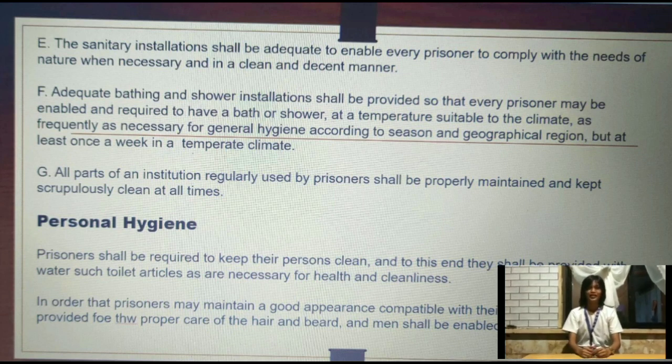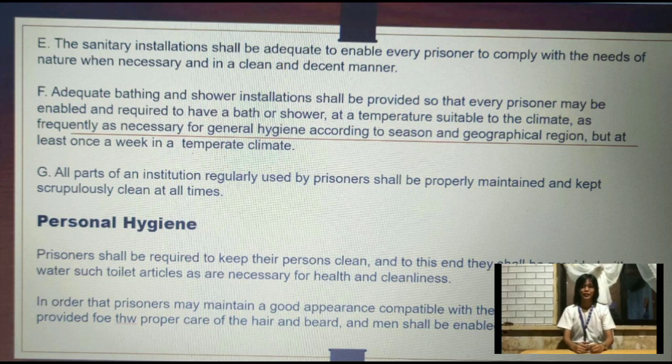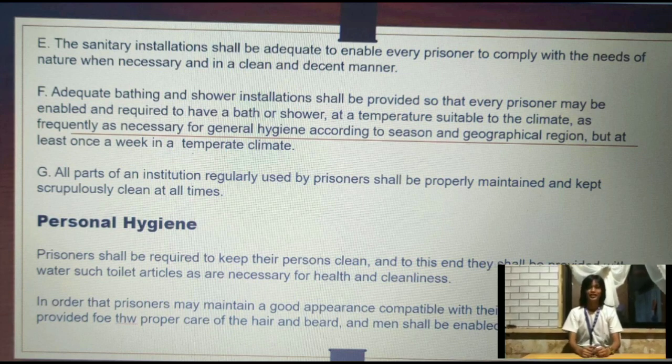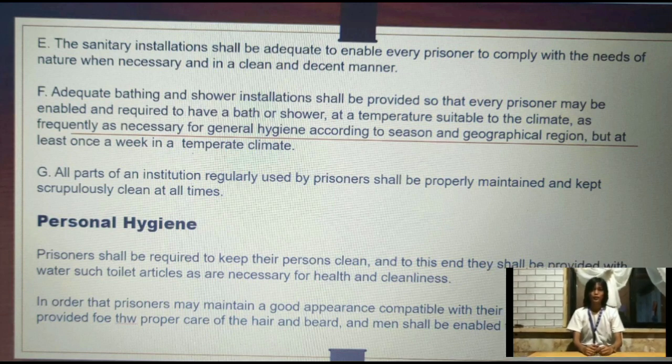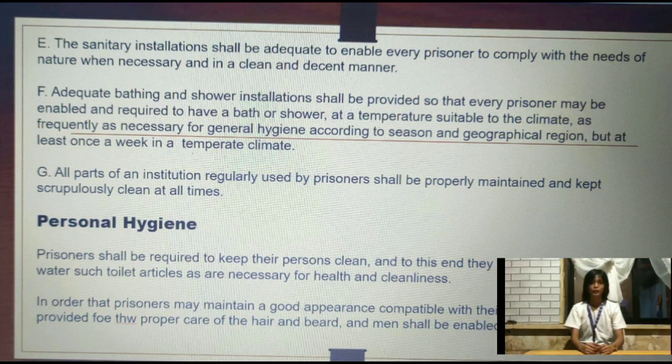to have a bathing or shower at a temperature suitable to the climate, as frequently as necessary for general hygiene according to the season and geographical region, but at least once a week in a temperate climate. Of course, prisoners should maintain good hygiene too. Thus, adequate bathing and shower installations are being provided too, where prisoners could freshen up. Take note, this could only be used as frequently as necessary for general hygiene according to the season and geographical region. So the frequency of prisoners going to the bath depends on these conditions.